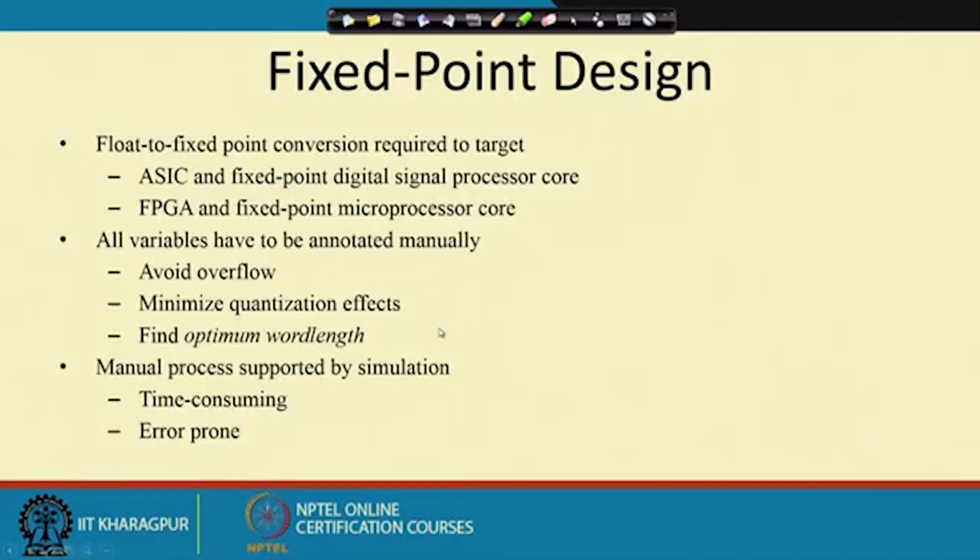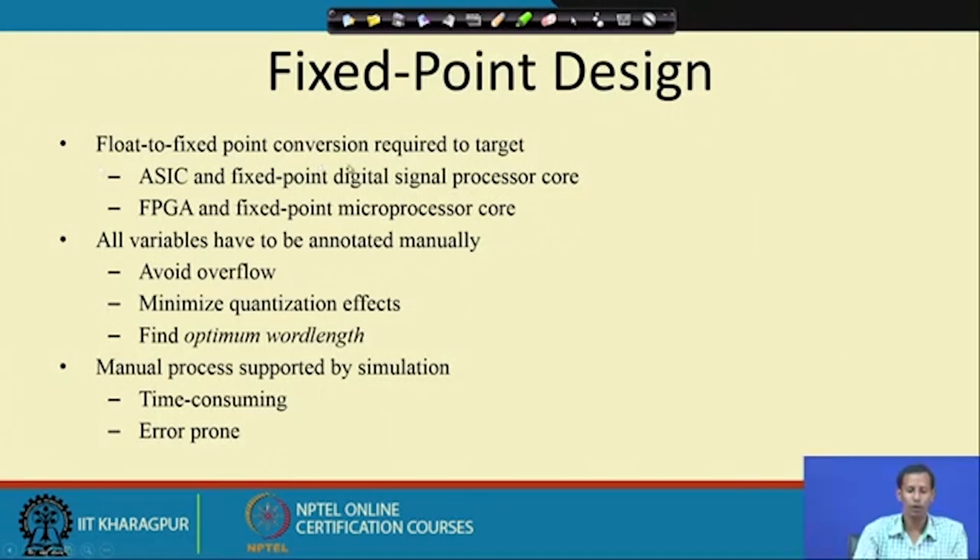So, due to this floating point to fixed point conversion, there is an effect which degrades the algorithmic performance, but it enhances the hardware performance. What is algorithmic performance and what is hardware performance, we will see later in this lecture. This float to fixed point conversion is required to target, as I said, either an ASIC or an FPGA.